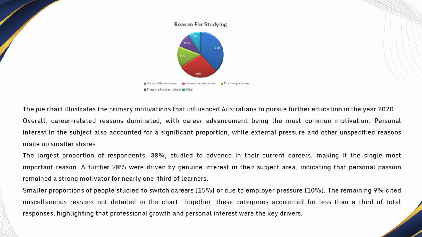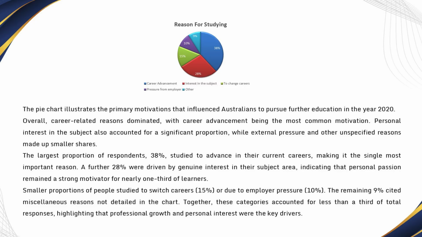38%, study to advance in their current careers, making it the single most important reason. A further 28% were driven by genuine interest in their subject area, indicating that personal passion remained a strong motivator for nearly one-third of learners. Smaller proportions of people studied to switch careers, 15%, or due to employer pressure, 10%. The remaining 9% cited miscellaneous reasons not detailed in the chart. Together, these categories accounted for less than a third of total responses, highlighting that professional growth and personal interest were the key drivers.